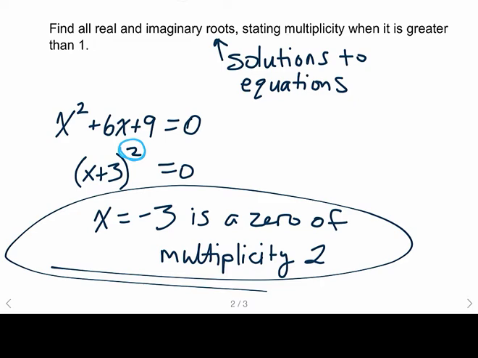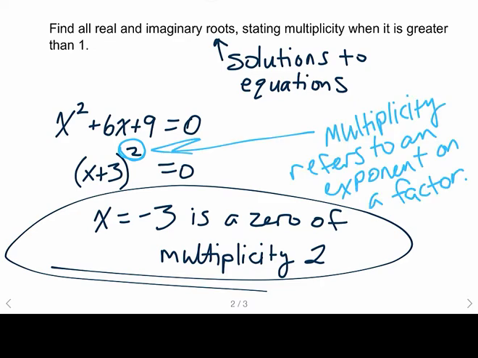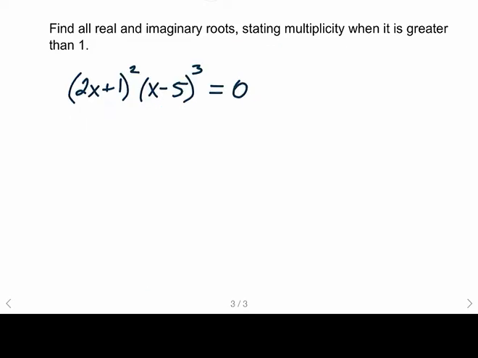Multiplicity refers to the exponent on a factor. We don't really ever say multiplicity is 1. Why would we do that? Next, find all real and imaginary roots, stating multiplicity when it is greater than 1. Here we have 2x plus 1, the quantity squared, times x minus 5, the quantity cubed, is equal to 0. Oh, Christmas has come early. This is already factored for us.